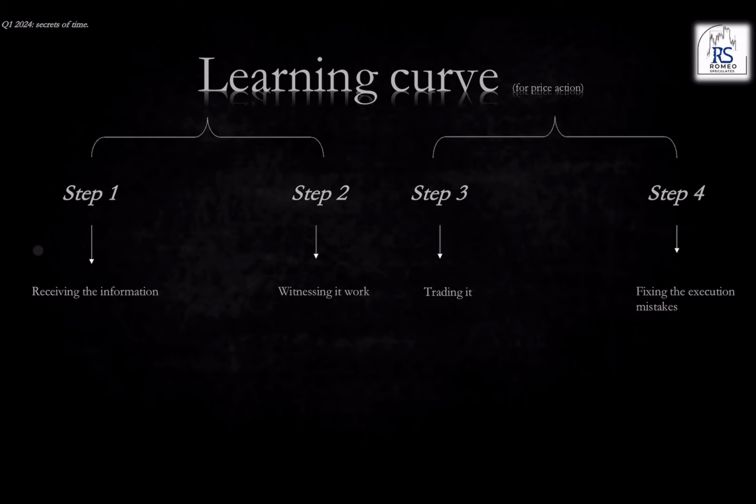The learning curve, step 1, receiving the information. Step 2, witnessing it work. Step 3, trading what you witnessed work. Step 4 is fixing the execution mistakes. Because forget profiting for a second. If you focused more on correcting the losses, then the only result is a profit, right? So put more emphasis on correcting mistakes rather than trying to discover the Holy Grail, all right?